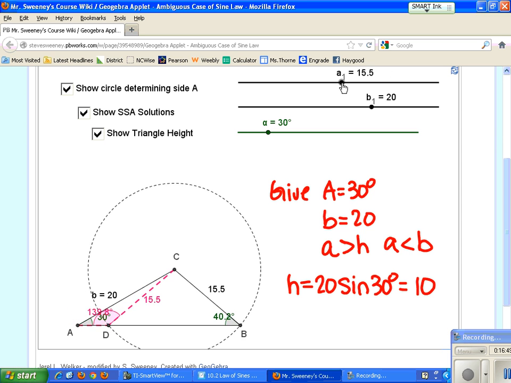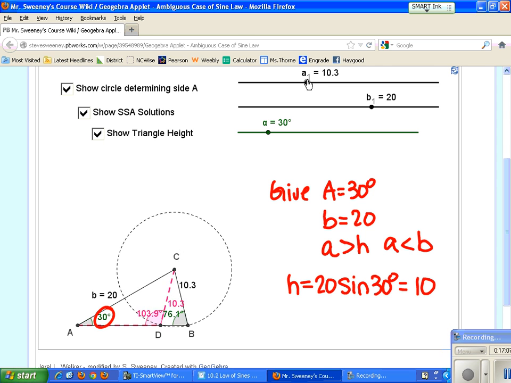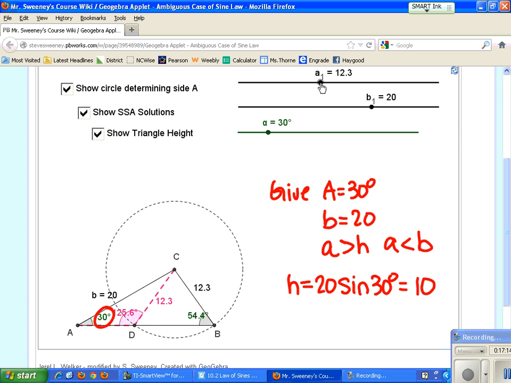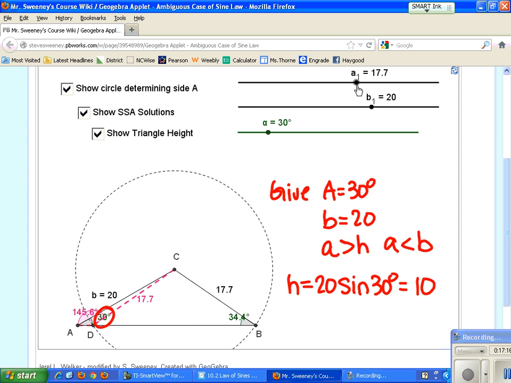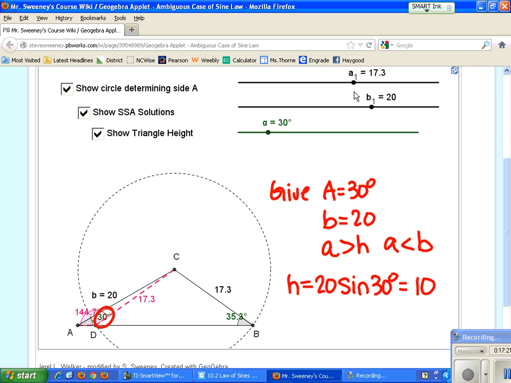So those are the different cases that I was just talking about. It's really helpful to know the height of your triangle when you're doing this, because if that other side opposite that given angle is shorter than the height, then again, you have no solutions. When it is equal to the height, which is right here, you have one solution. When it is bigger than the height but less than your B value, you have two solutions. And when it's greater than or equal to that B value, you have only one solution. So those are the different scenarios.